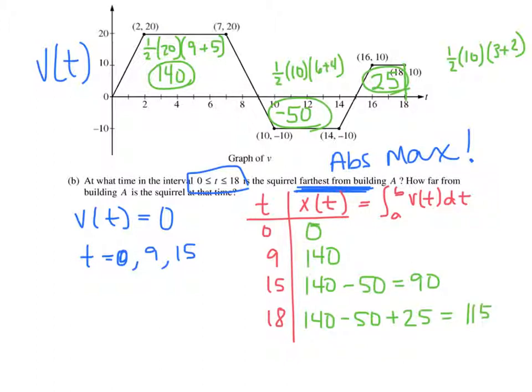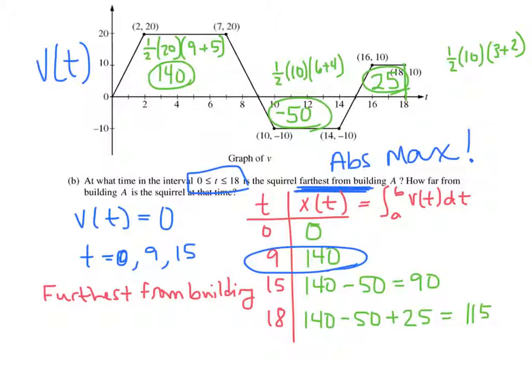115. And so which of those definitely is the largest, the absolute maximum? I would definitely say this point right here. So I could say the squirrel is farthest from building A at t equals 9 seconds and distance equals 140. And they don't give us a unit measure for the distance, and so I'm just going to go ahead and say distance of 140.